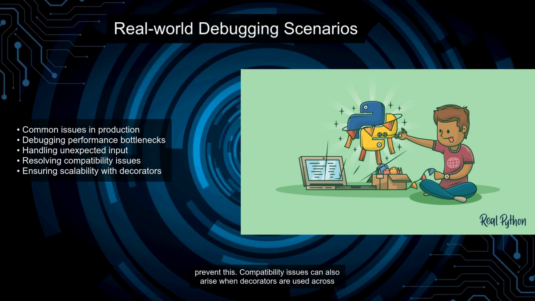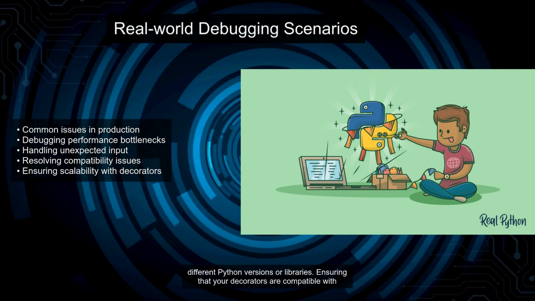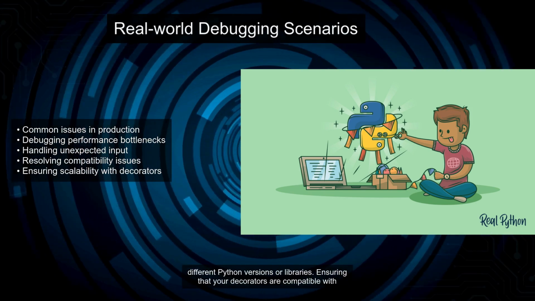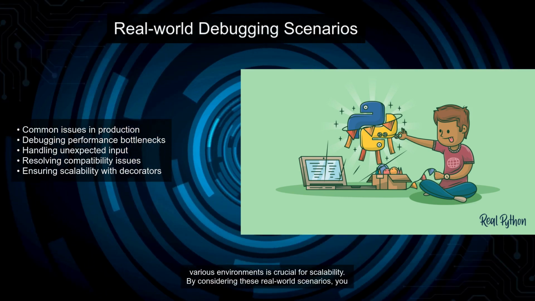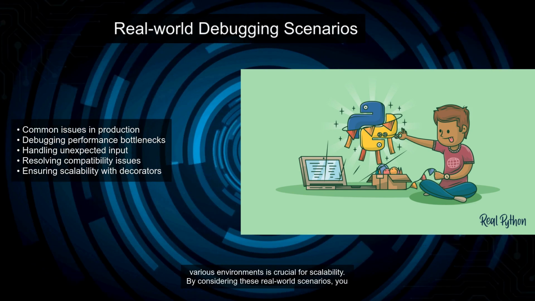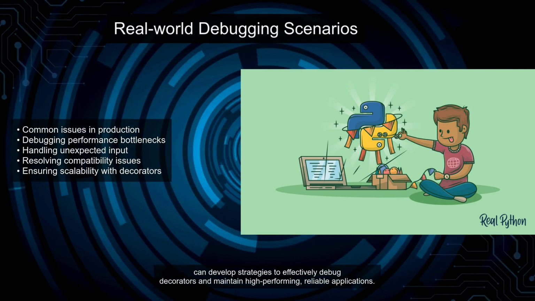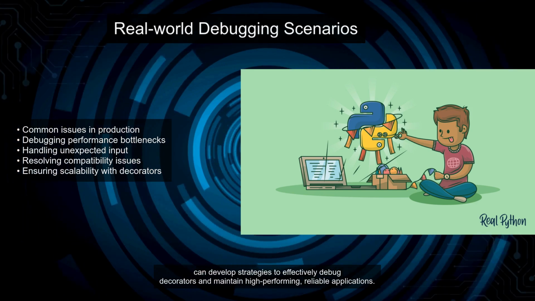Compatibility issues can also arise when decorators are used across different Python versions or libraries. Ensuring that your decorators are compatible with various environments is crucial for scalability. By considering these real-world scenarios, you can develop strategies to effectively debug decorators and maintain high-performing, reliable applications.